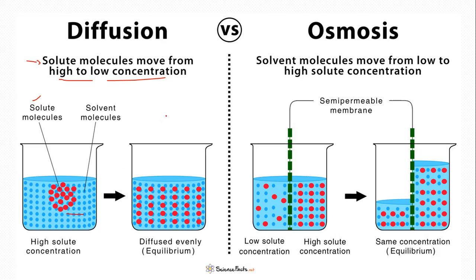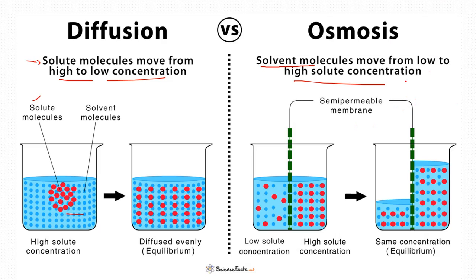While when you look at osmosis, osmosis is somehow opposite to this. It is the movement of the solvent molecules. So in diffusion you look at solute molecules, but osmosis describes solvent molecule movement. When solvent molecules move from low to high solute concentration, from the place where solute concentration is low to the place where it is high, the major movement is of solvent. And this movement, by the way, takes place through a semi permeable membrane.